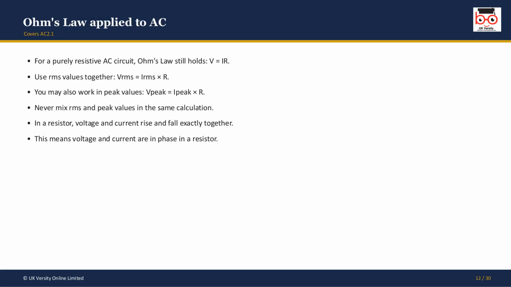The good news is that for a purely resistive AC circuit, Ohm's law still holds: voltage equals current times resistance. The golden rule is to keep like with like, use RMS voltage with RMS current or peak with peak, but never mix the two in one calculation. And in a pure resistor, the voltage and current rise and fall exactly together, which is what we mean when we say they're in phase.